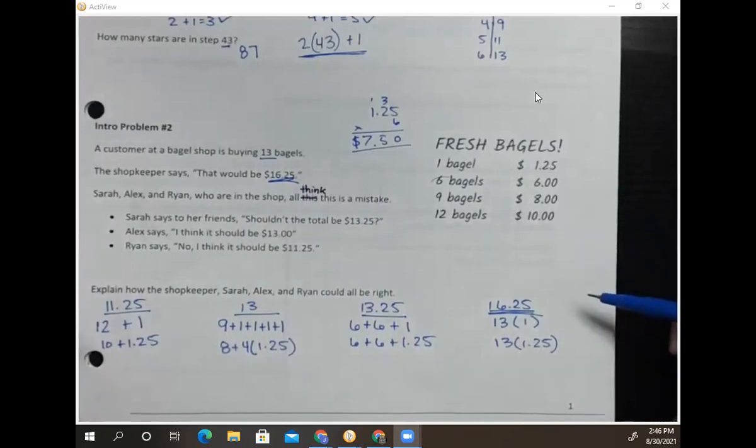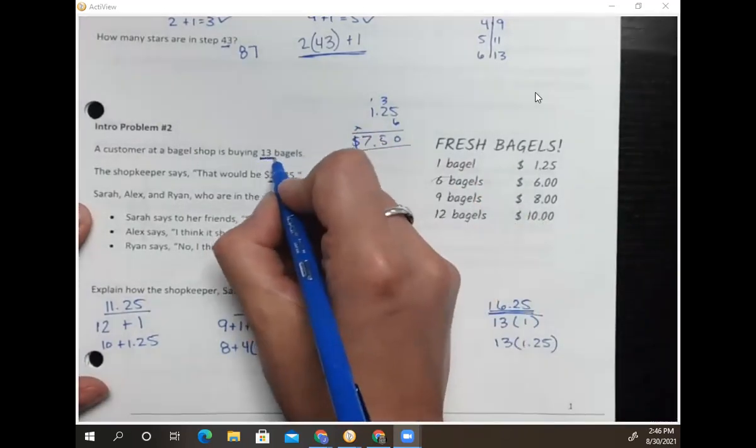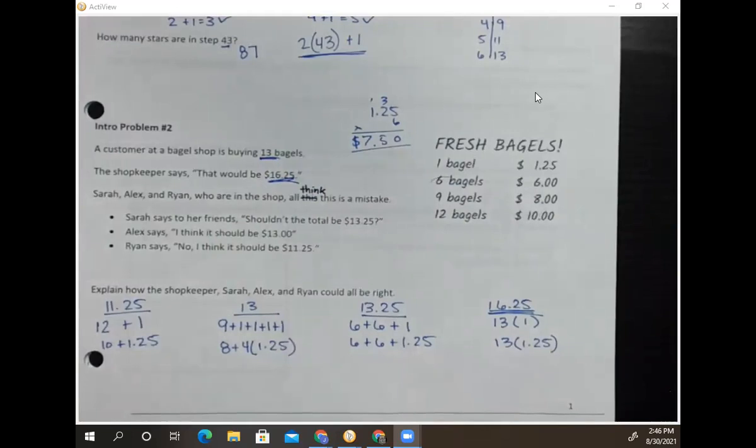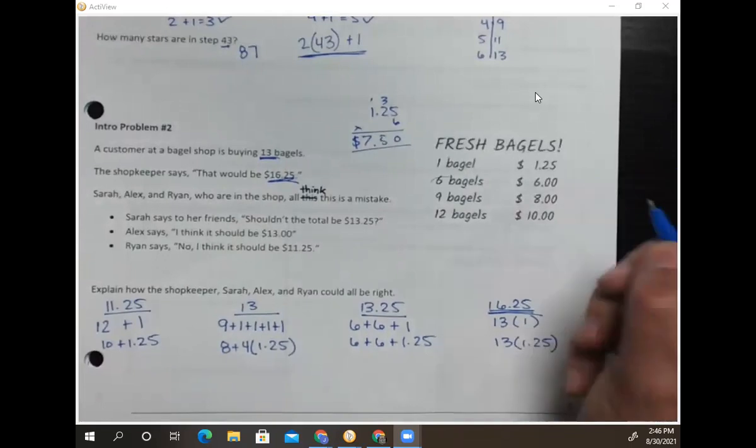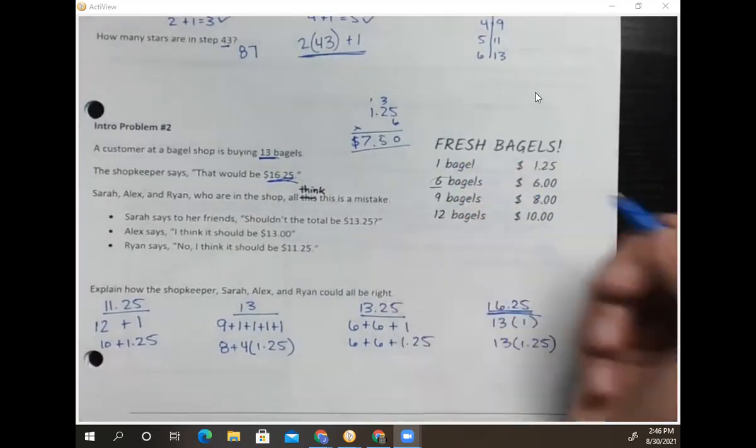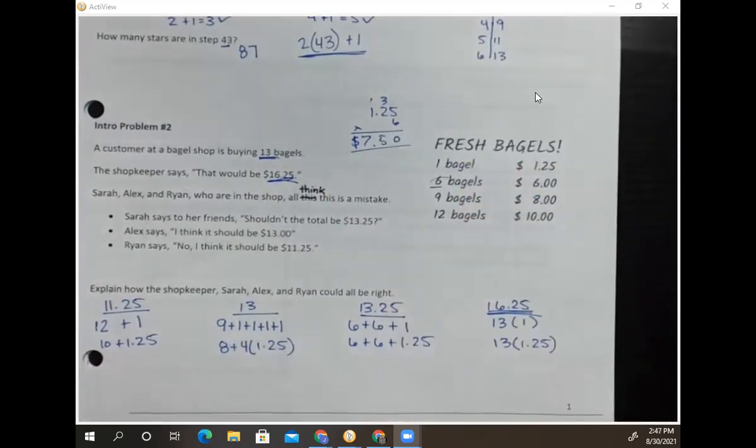So what we're seeing here is kind of a variation on that. If I order the same amount of bagels, depending on how they punch it in the register, I could pay a bunch of different amounts from $11.25 up to $16.25, right? And this isn't even all the options. There are different ways that they could also type in 13 bagels. We could do 6 bagels and then 7 individual bagels, and that would give us a new total even.